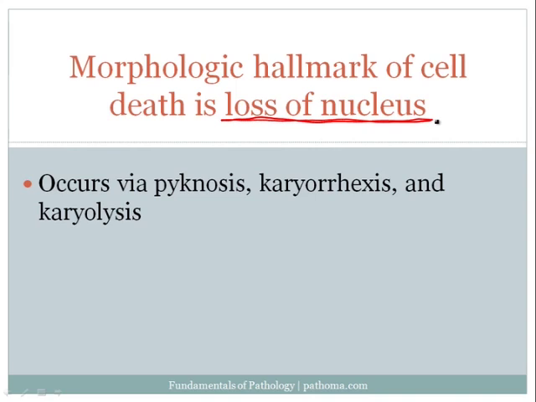After shrinking down, the next stage is breaking up of the nucleus, called karyorrhexis, where the nucleus breaks up into big pieces. Finally, the last stage is karyolysis, where those pieces are broken down into basic building blocks. So the three phases of loss of the nucleus are pycnosis, karyorrhexis, and karyolysis. Very important to be familiar with, relatively high yield terms.